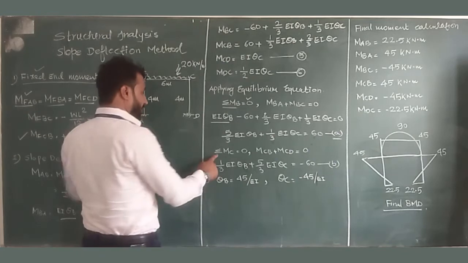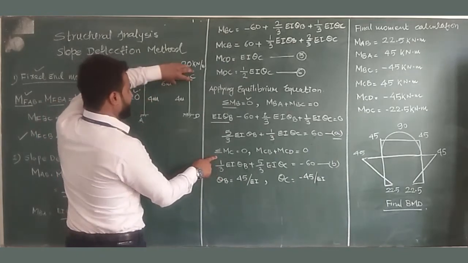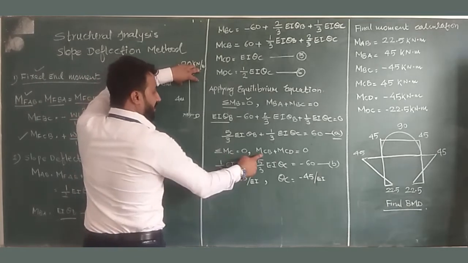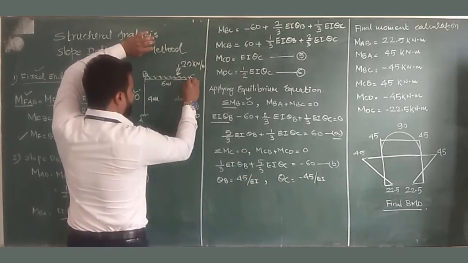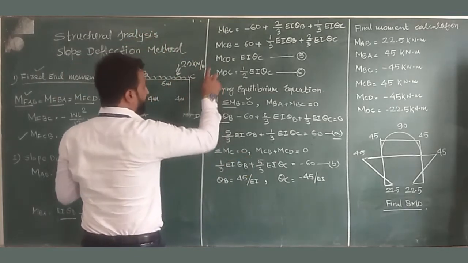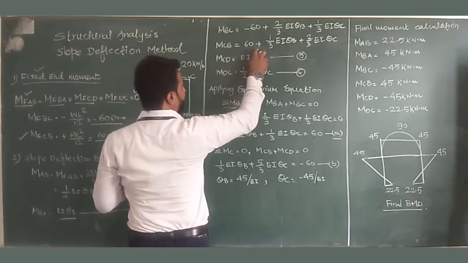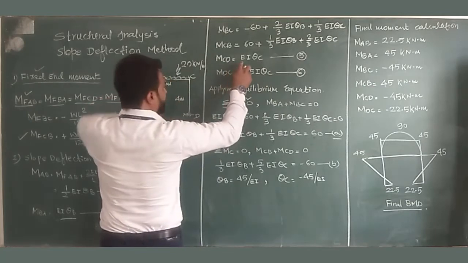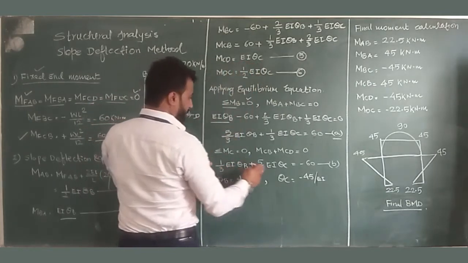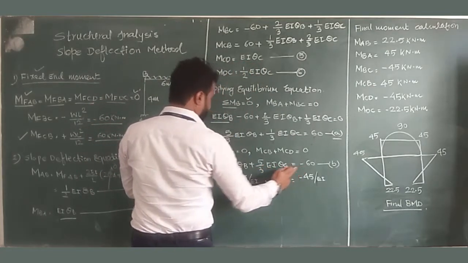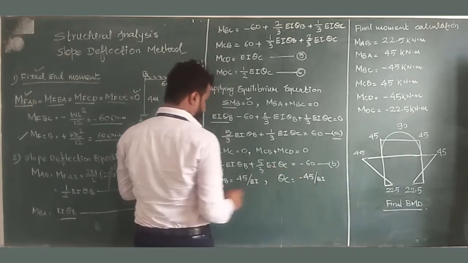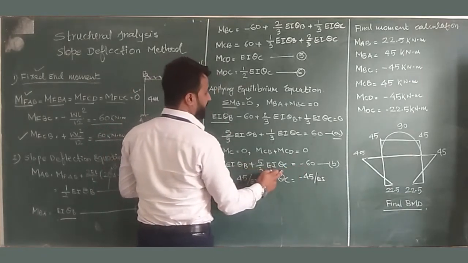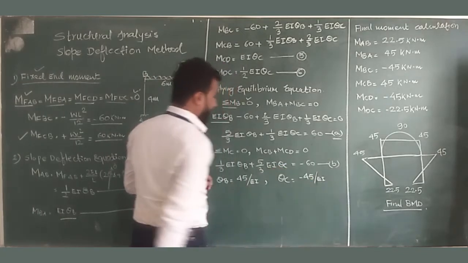Now similarly, if you apply the equilibrium equation at joint C, that is sum of the moment at C equals 0. There are two members, member CB and member CD. So the moment CB is 60 plus 1 by 3 EI theta B plus 2 by 3 EI theta C, and CD is having EI theta C. So after putting this equation here, we will get the value 1 by 3 EI theta B plus 5 by 3 EI theta C equals minus 60.